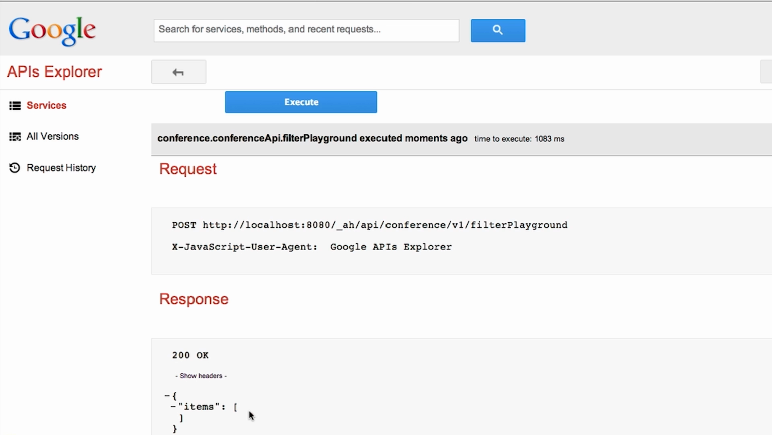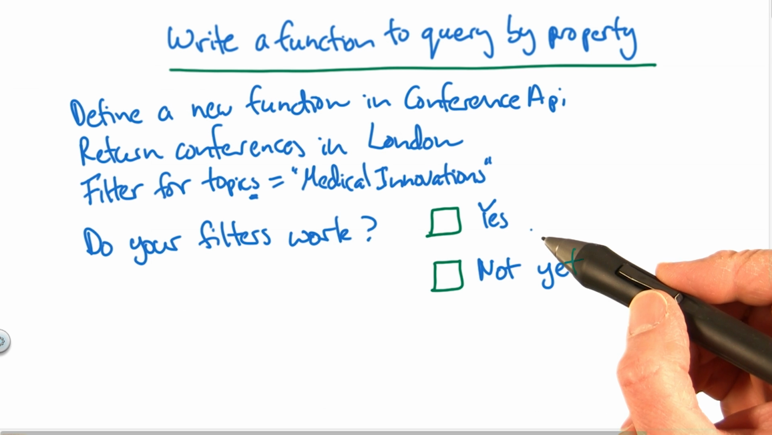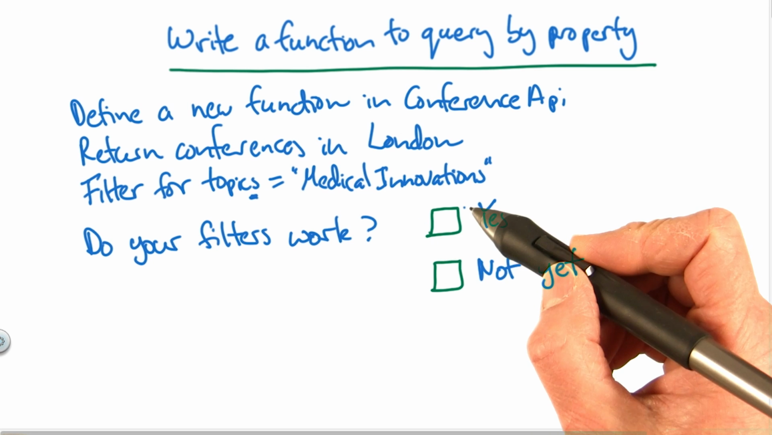The easiest way to create conferences is to use the Create Conference page in the UI. So I added another conference. Has a very good name, Chocolate for Health, and the topics includes medical innovations. You see that medical innovations is not the only topic, it's just one of the topics, and the city is London. So my filters do work. So when you've got your filters to work, go ahead and check the box, yes, that they're working.